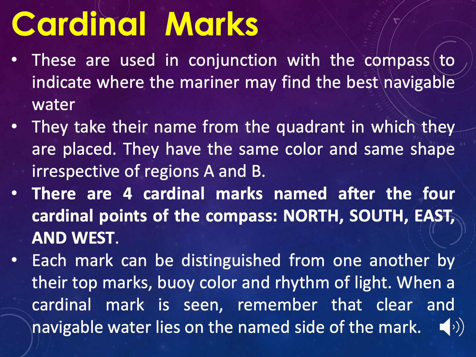Cardinal marks. These are used, in conjunction with the compass, to indicate where the mariner may find the best navigable water. They take their name from the quadrant in which they are placed. They have the same color and same shape irrespective of regions A and B. There are 4 cardinal marks, named after the 4 cardinal points of the compass: north, south, east, and west. Each mark can be distinguished from one another by their top marks, buoy color, and rhythm of light. When a cardinal mark is seen, remember that clear and navigable water lies on the named side of the mark.